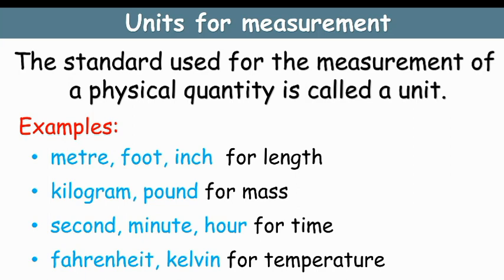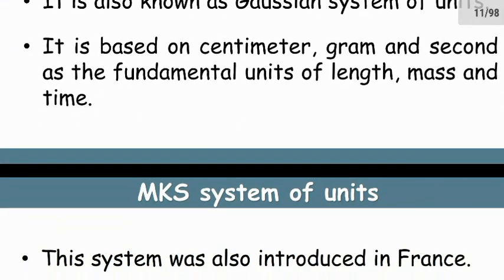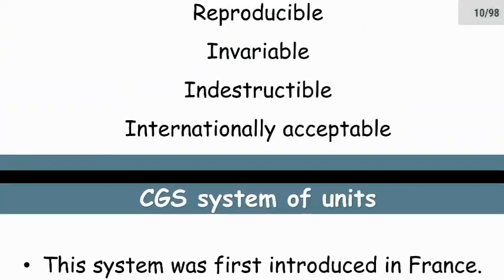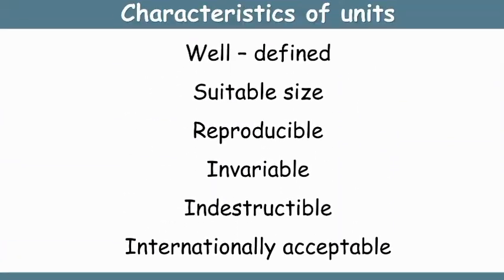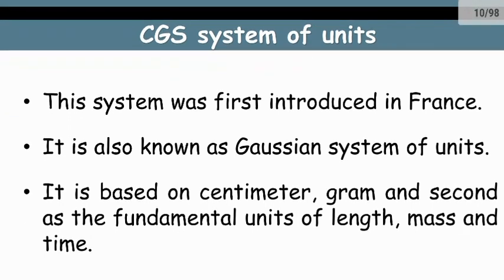The units in which fundamental quantities are measured are called fundamental or base units, and units of measurement of all other physical quantities which can be obtained by suitable multiplication or division of powers of fundamental units are called derived units. We have also discussed different characteristics of units. They are well defined, suitable size, reproducible, invariable, indestructible and internationally acceptable.